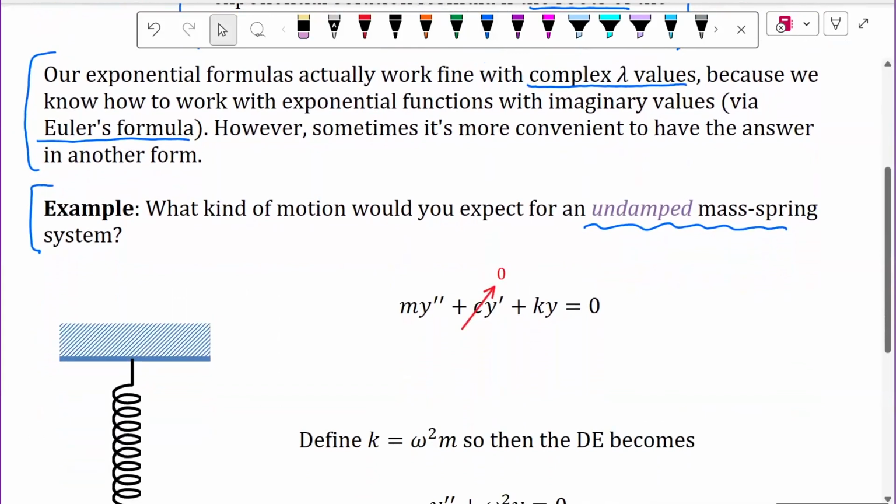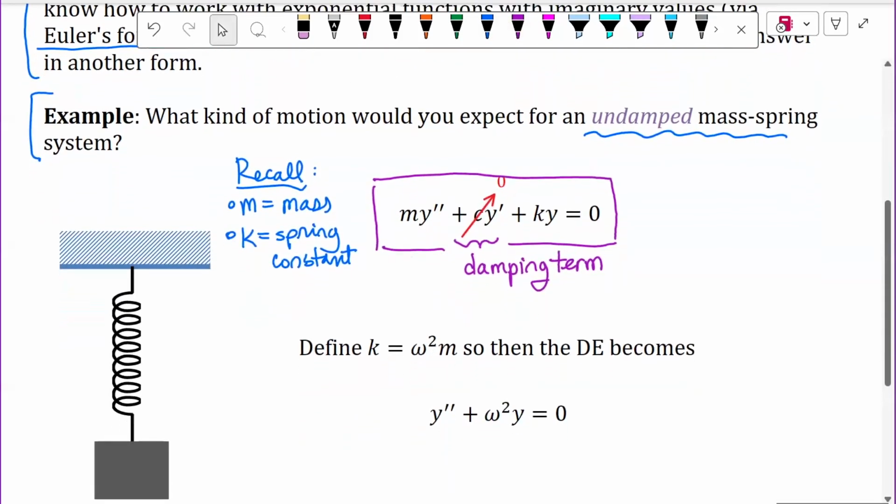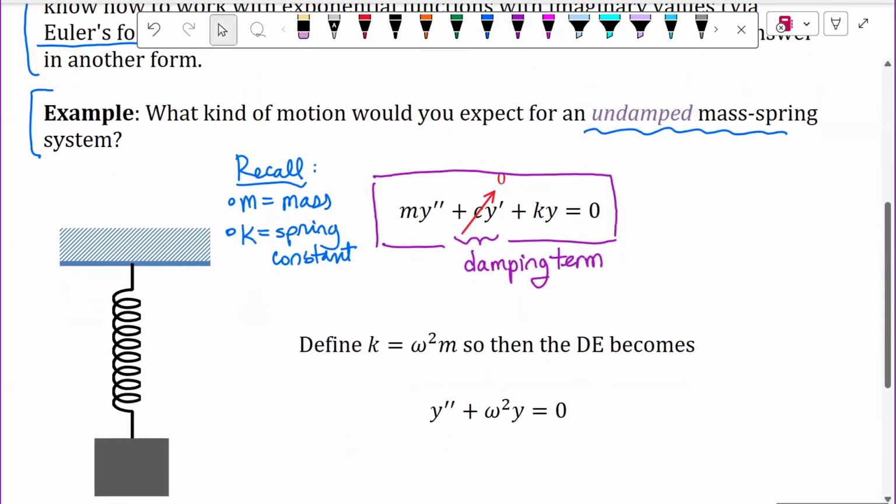Now, just a reminder, in our mass spring system, we called m the mass and k the spring constant. The term cy prime was our damping term. In this case, when there's no damping, of course, we set c to 0. Now, in order to help us understand the motion of this spring a little more, we are going to write our equation in normal form and define k to be omega squared m, which leads us to the normal form of the equation, where there is a 1 in front of the y double prime term.